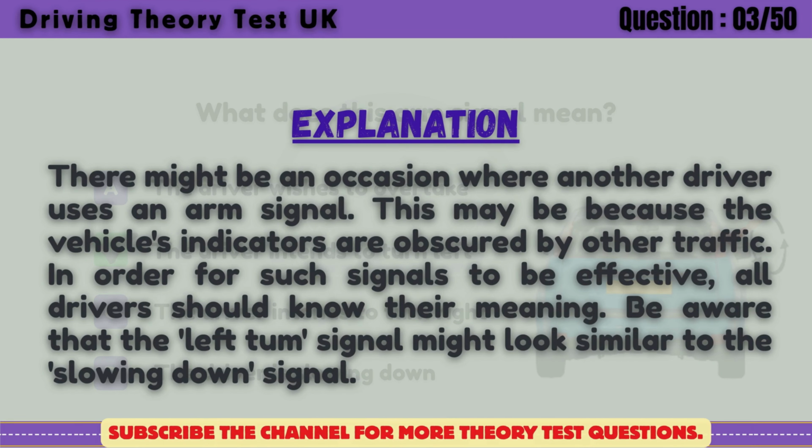There might be an occasion where another driver uses an arm signal. This may be because the vehicle's indicators are obscured by other traffic. In order for such signals to be effective, all drivers should know their meaning. Be aware that the left thumb signal might look similar to the slowing down signal.